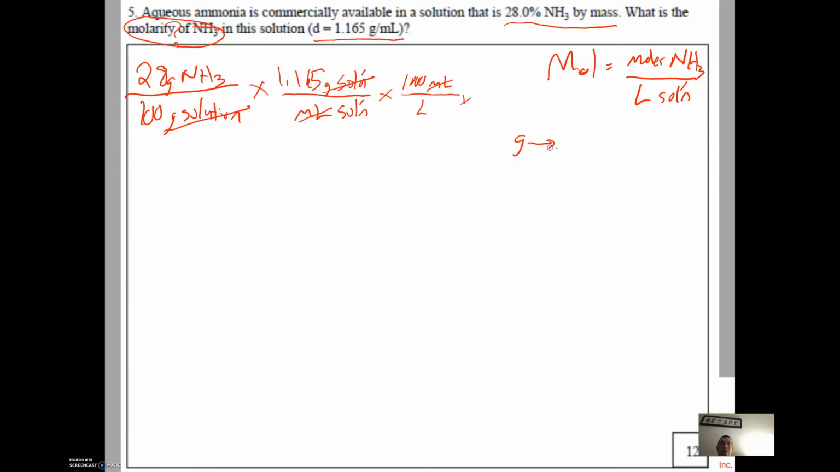That was a roadmap that you should have learned. So to convert grams to moles, we're going to divide by the molar mass of NH3. Use your periodic table, figure out the molar mass of NH3. Nitrogen's 14, hydrogen's 1, there's 3 of those. So 14 plus 3 gives me 17 grams per mole. So for every mole of NH3, there are 17 grams. So now the next thing we're going to do is take 28 divided by 100 times 1.165 times 1,000 divided by 17.